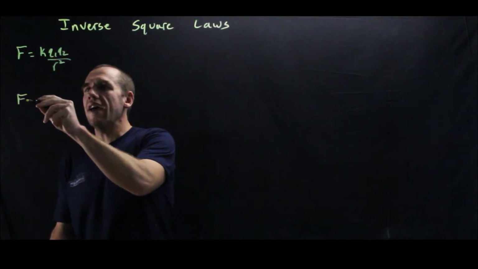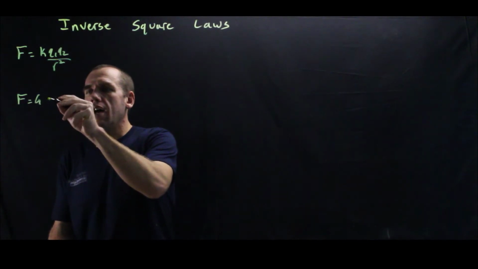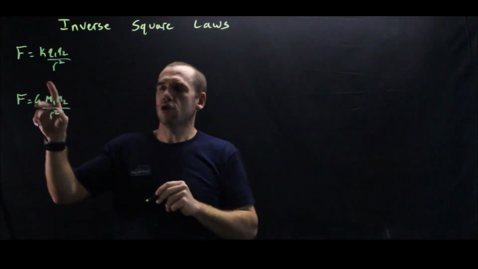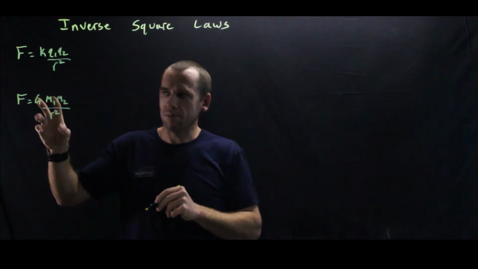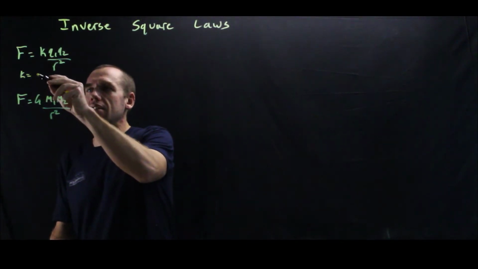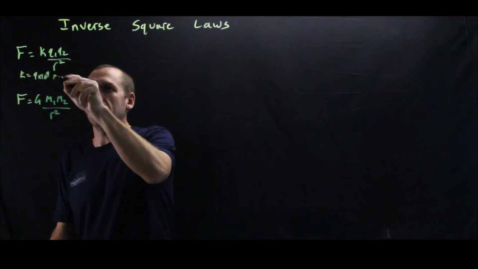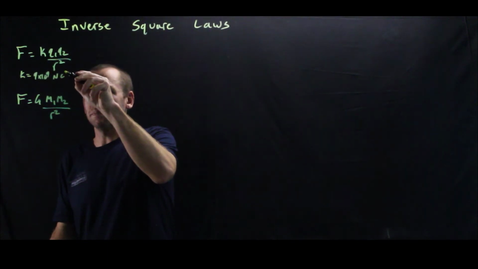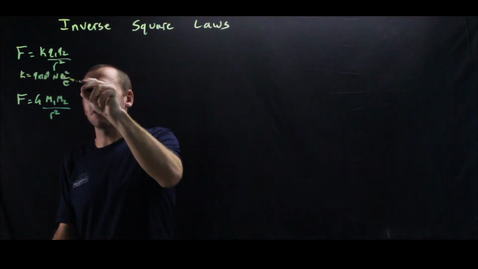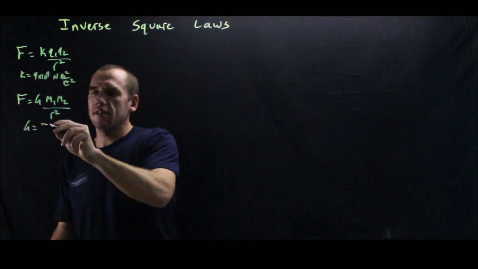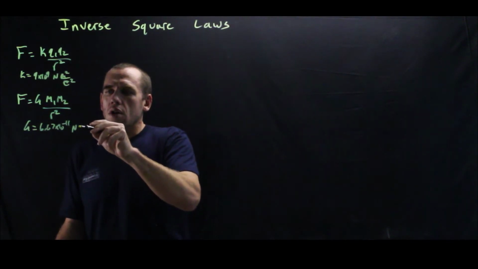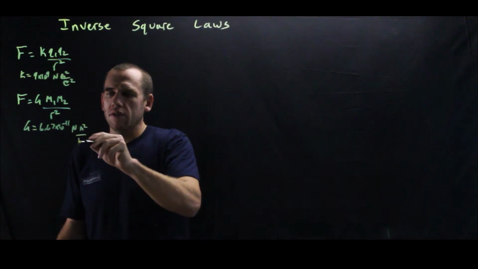And the other one for gravity says F equals G m1 m2 over r squared, where m1 and m2 are the masses of the two objects being attracted gravitationally. K and G are constants. K is 9 times 10 to the 9th newton meters squared per coulomb squared, whereas G is 6.67 times 10 to the negative 11th newton meters squared per kilogram squared.